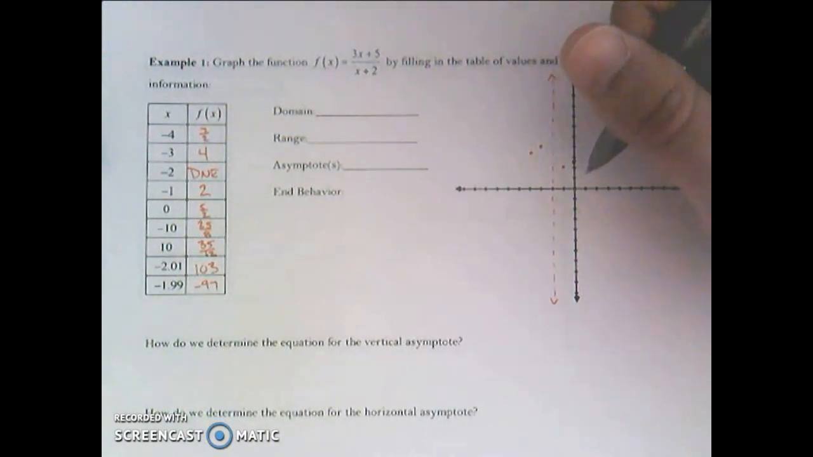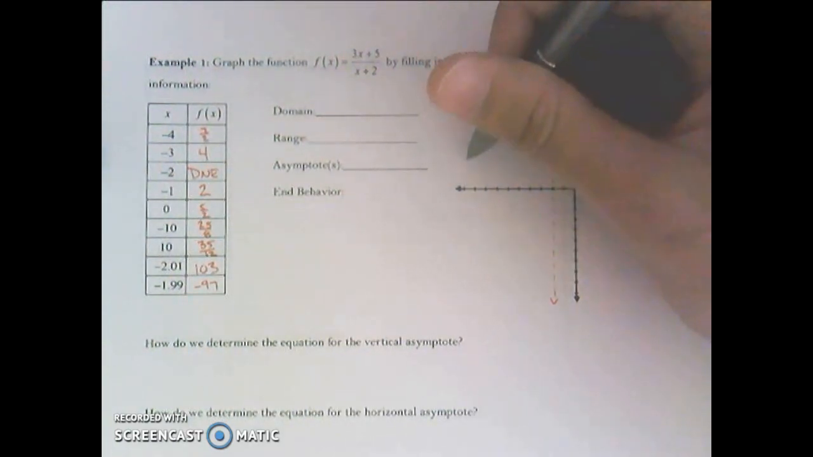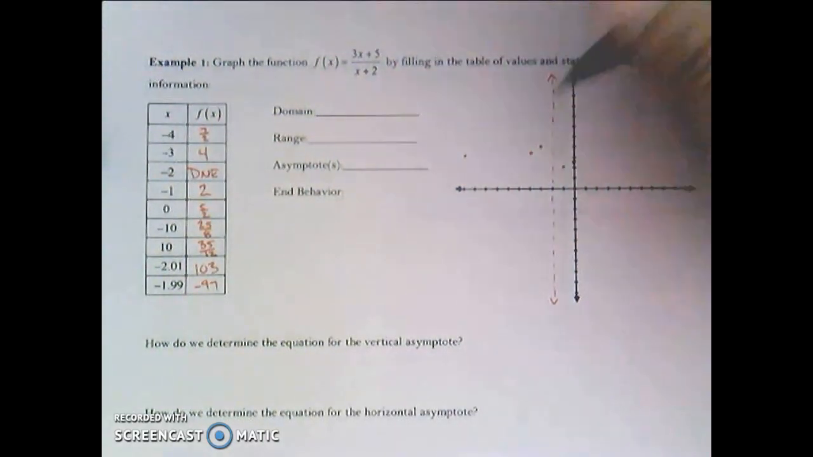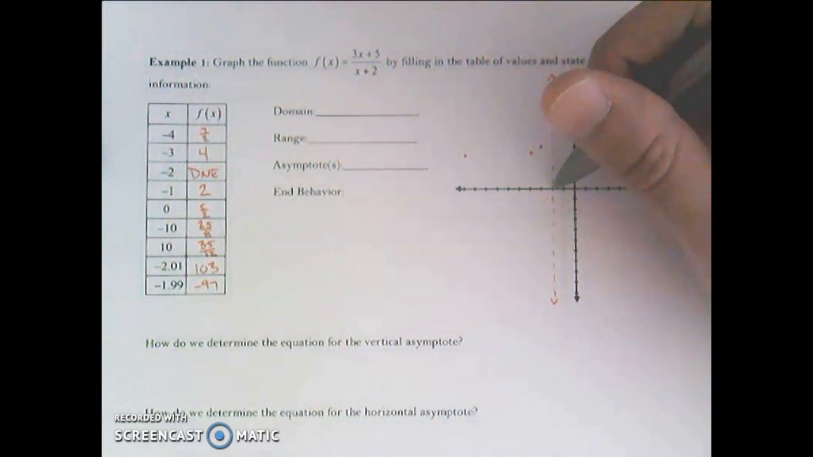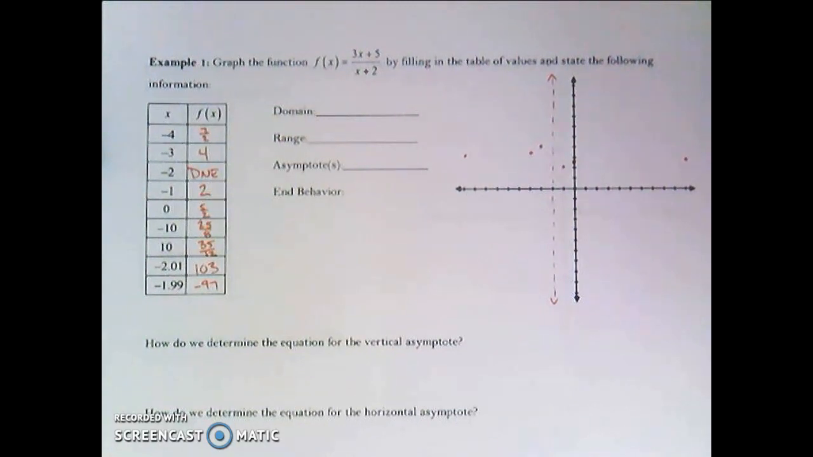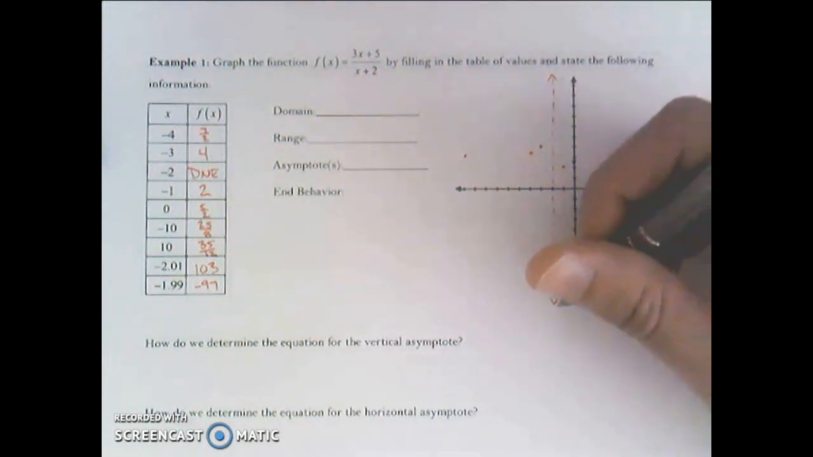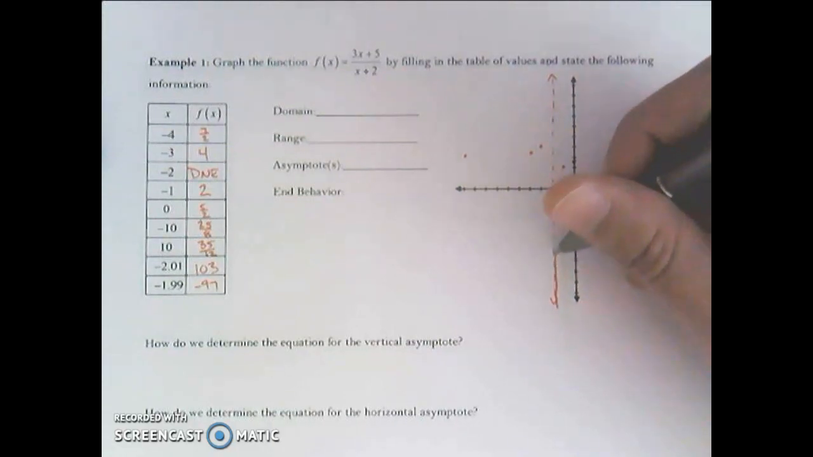Negative 10, 25 eighths. So that would be 3 and a little bit, so it would be right here. And then we have positive 10, 35 twelfths. That's just under 3. We have negative 2.01, so just past this asymptote, we have a positive 103. So that's way, way up there. And then we've got negative 1.99 just before. We've got a negative 97, so that's way down there. So the shape of this graph should look something like this.